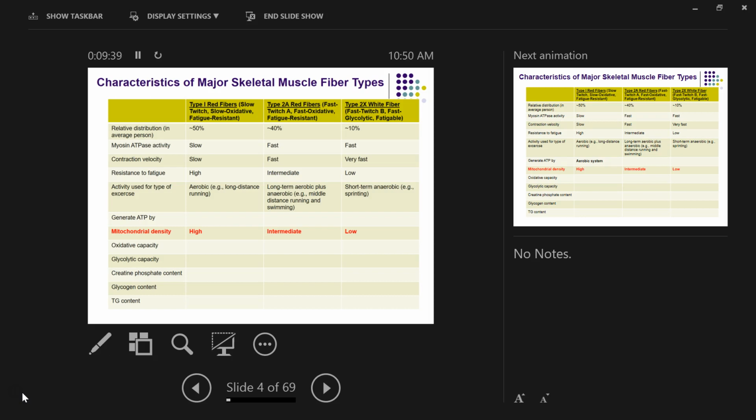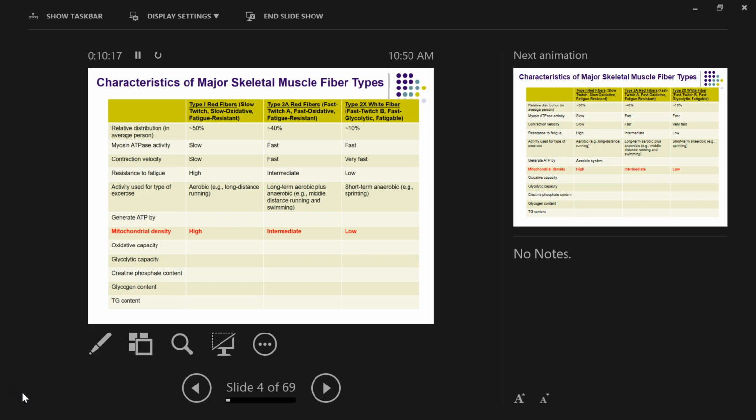And glycolytic capacity is just the opposite, right? Because type 1 fibers have a high mitochondrial content, they usually completely oxidize fat and carbohydrate, so they should have a lower glycolytic capacity. And 2X fibers basically have a higher glycolytic capacity, again because of lower mitochondria, right?